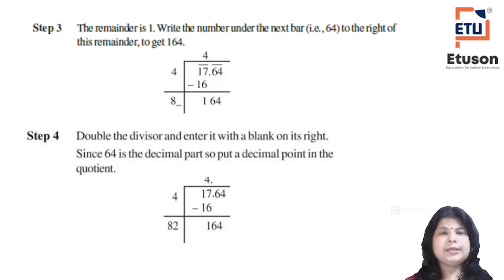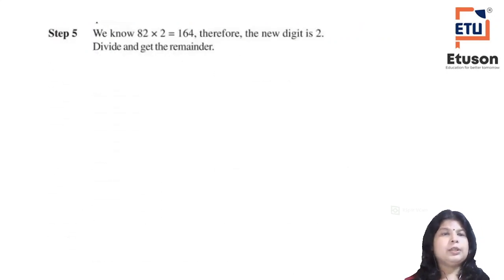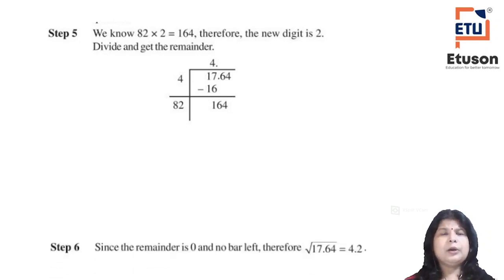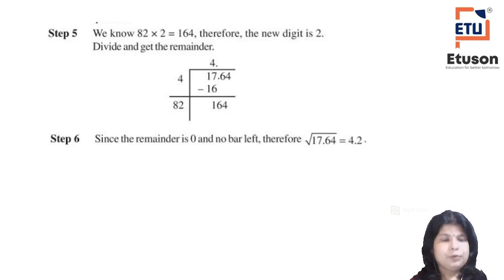Now let us check what will happen. So in step 5, we know that 82 into 2 is 164. Therefore the new digit is 2. Divide and get the remainder, and you will be getting like this. Correct. So now in step 6, what you have to do?